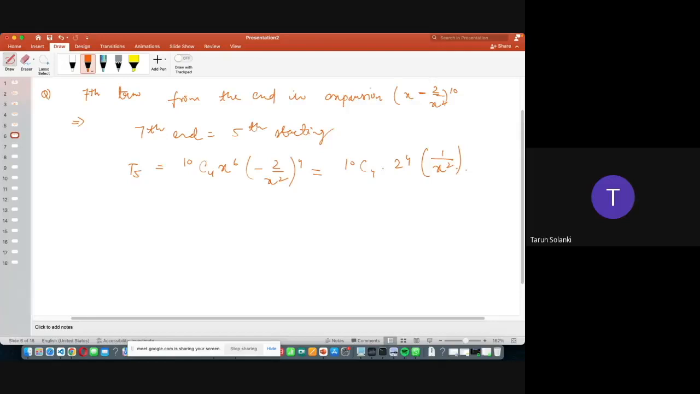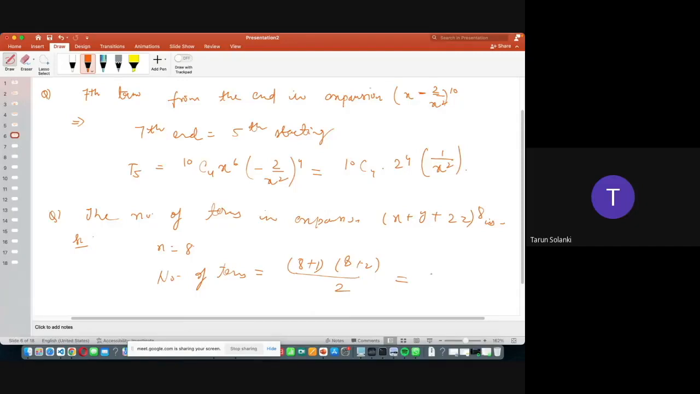Suppose one more problem we take. The question is the number of terms in the expansion of (x + y + 2z)^8. So here we know n = 8. So the number of terms will become (8 + 1)(8 + 2)/2. So that becomes 45.